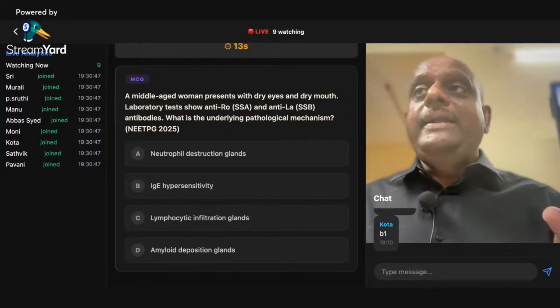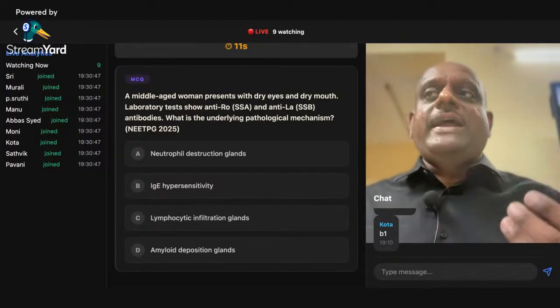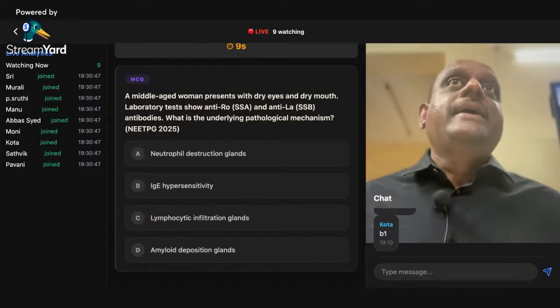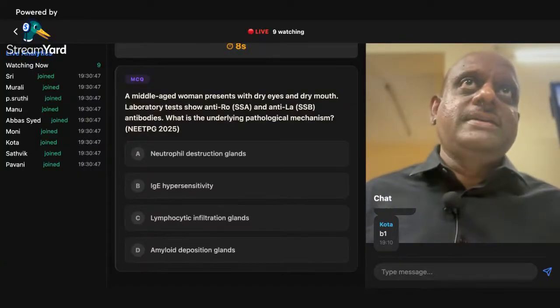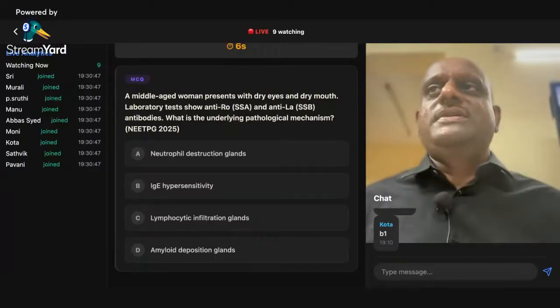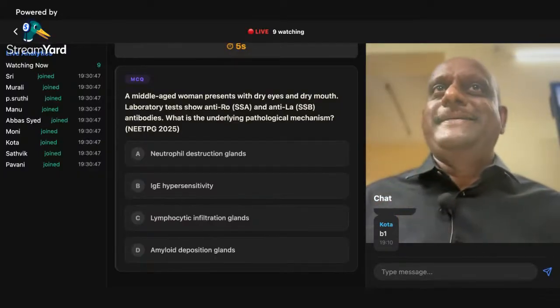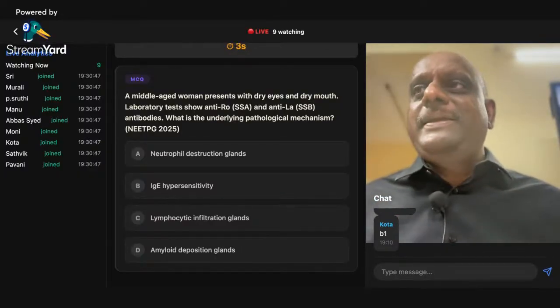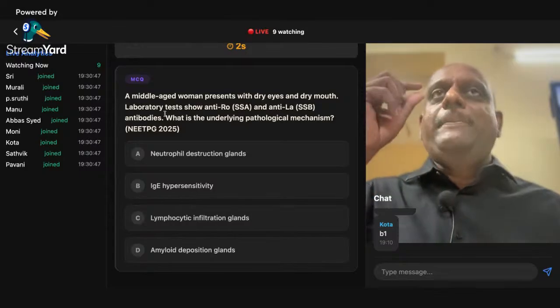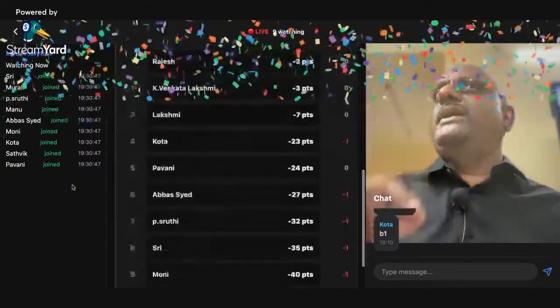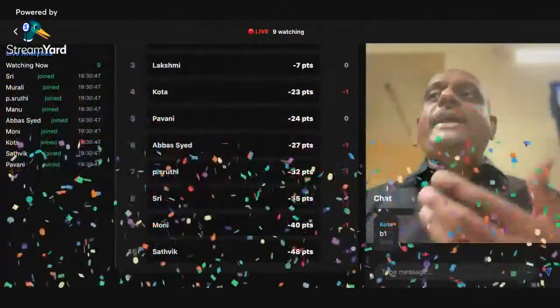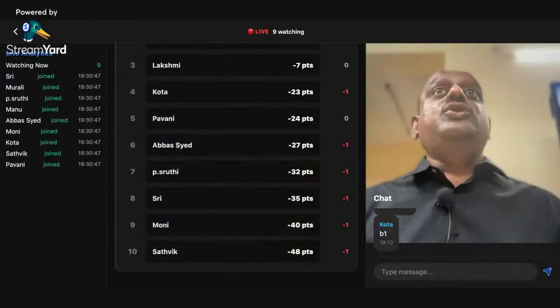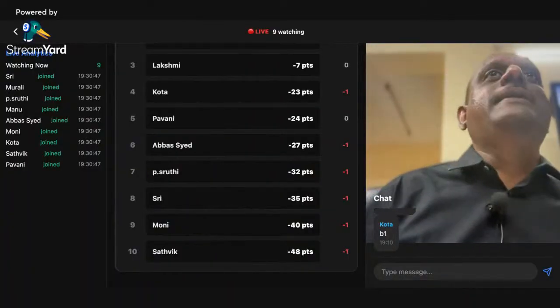Anti-La, anti-Ro. First of all, what is your diagnosis? Sjogren's syndrome, with xerostomia and xerophthalmia. So if you take out the salivary glands and look at the histology, what do you get? Lymphocytic infiltration into those glands because of the autoimmune effect.